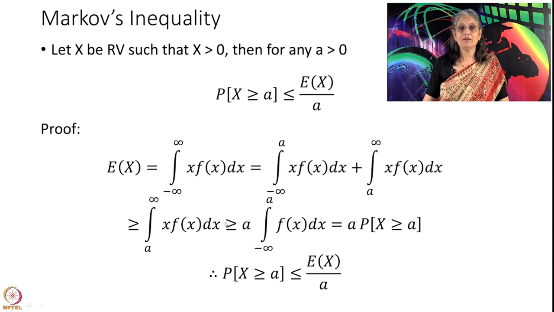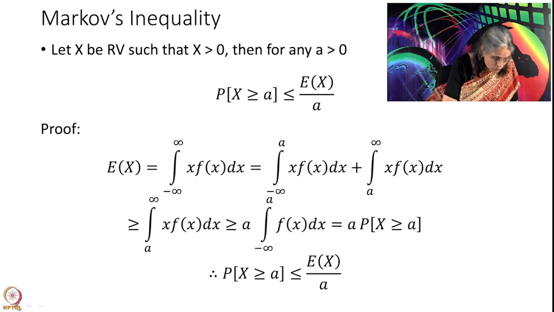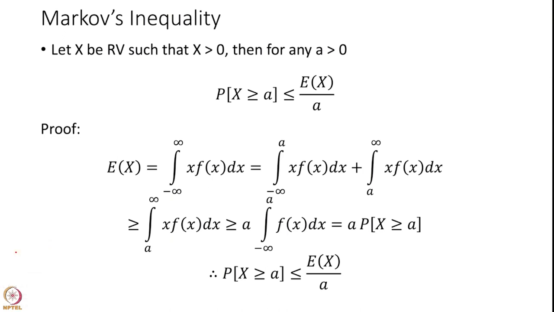And therefore, from minus infinity, I think I have made a mistake here. This has to be from a to infinity. So, please make the correction, I will make it right here. Let us do that. This should have been a to infinity, just as in this case.